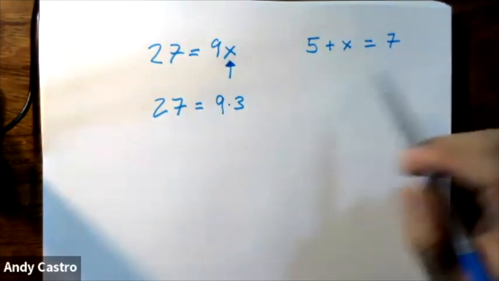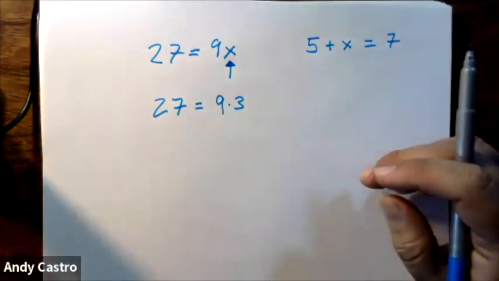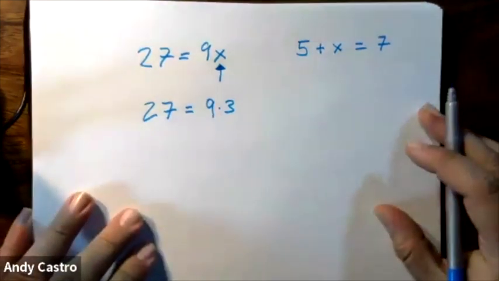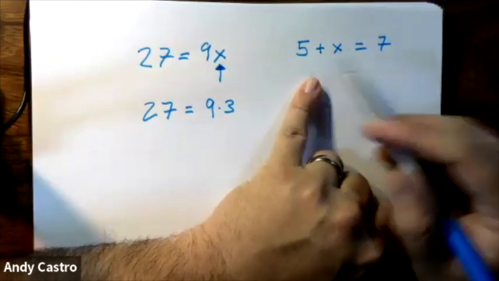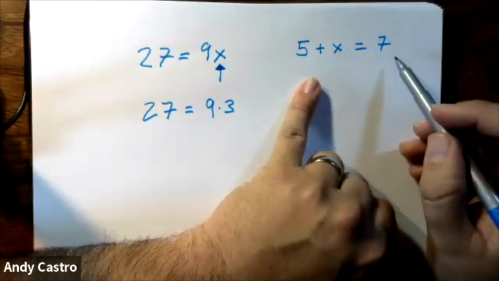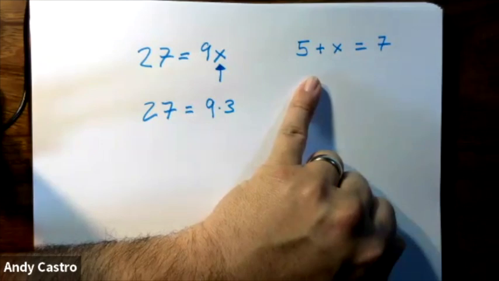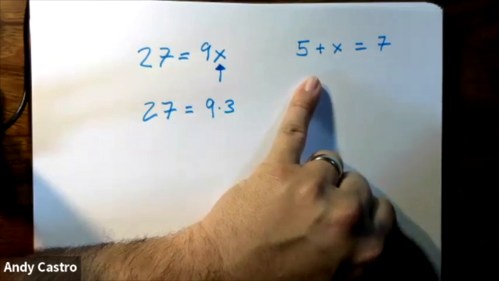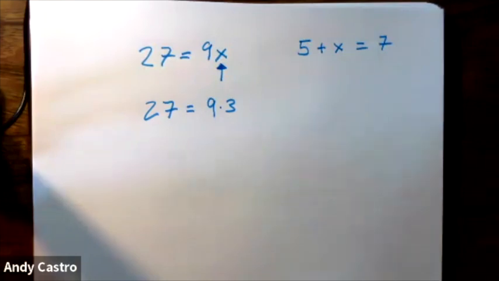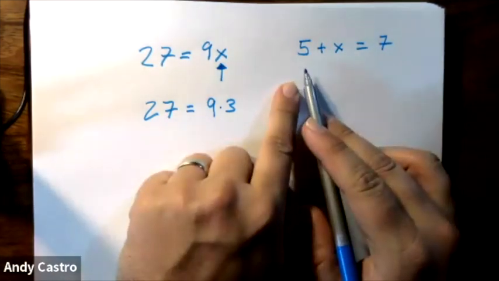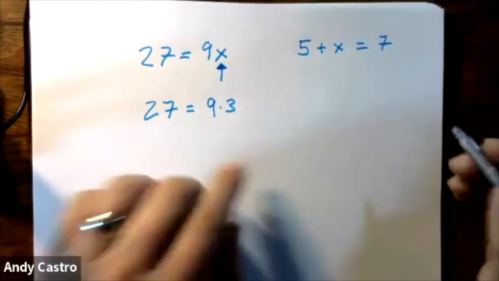But now that I know these properties of equality, now that we went over them, I can say, okay, if I can add anything I want to both sides of the equation, I can subtract anything I want from both sides of the equation. Does that help me at all? Well, I'm going to subtract 5 from both sides of this equation.